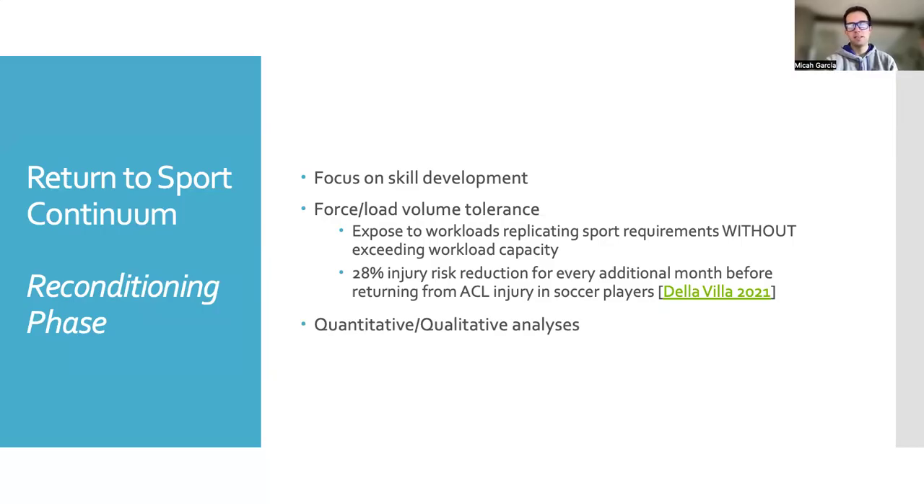And so even let's say you are cleared at 6 months, it might still be okay to take a couple more months, as there's evidence that's going to continue to reduce the risk of re-injury. And with these reconditioning phases, you want to use a combination of both quantitative and qualitative analyses. So just some subjective measurements, but then also being able to quantify it is going to give you a more holistic idea of how they are returning to their original state.